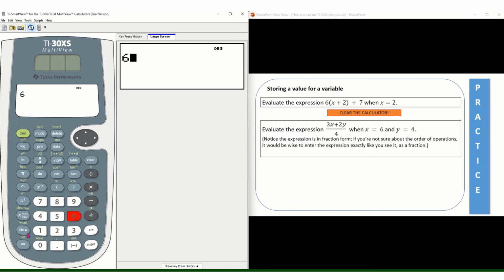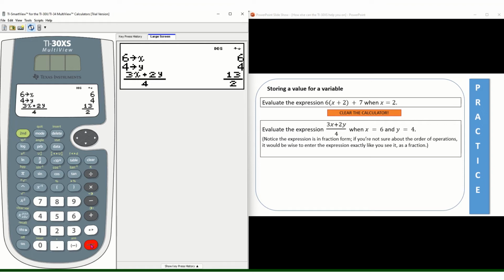So 6, STO as x, enter. 4, STO as y, and I have to press my variable key twice to get that. Enter. Perfect. It's in place. Let's go ahead and enter the expression using the fraction key. So fraction key, n over d, 3x plus 2y, down arrow to get to my denominator, and then 4, enter, and you get your answer, which is an improper fraction, 13 over 2.